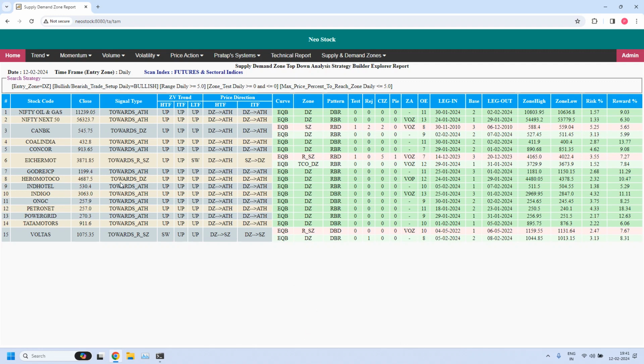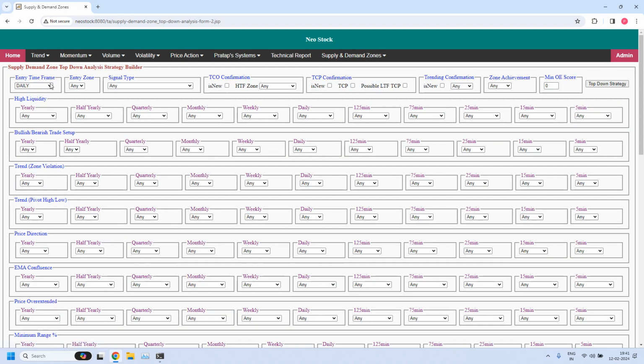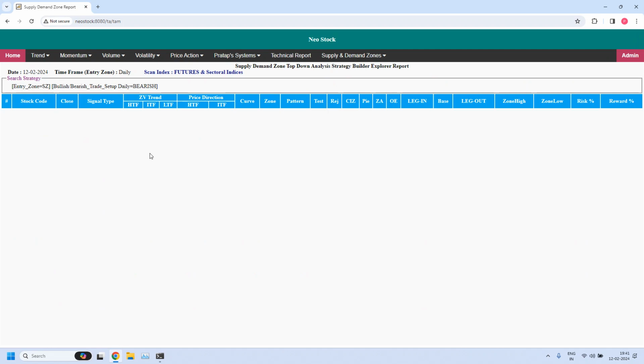Okay, this is about the bullish trade setup for the monthly income trade. Now, for the monthly income trade, let us generate the bearish trade setup. The monthly time frame is the setup, the entry time frame is daily, and the entry zone should be the supply zone. For the bullish or bearish trade setup on the daily time frame, you have to select bearish. Now, let us generate. No stocks are there that are supporting a bearish trade setup.